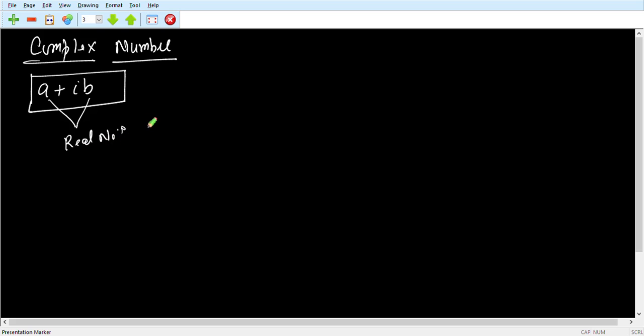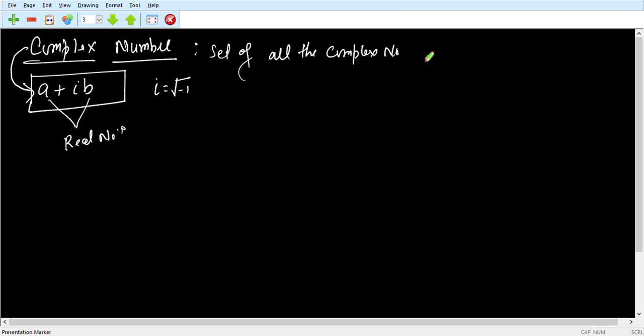A and b are real numbers, and iota is equal to under root minus 1, is known as a complex number. So this is the way through which you can write a complex number, and the set of all complex numbers is denoted by capital C. Now let us suppose I have a complex number z that is equal to a plus iota b.